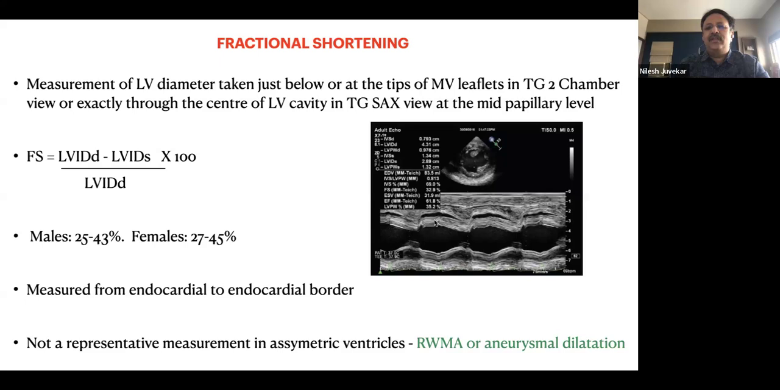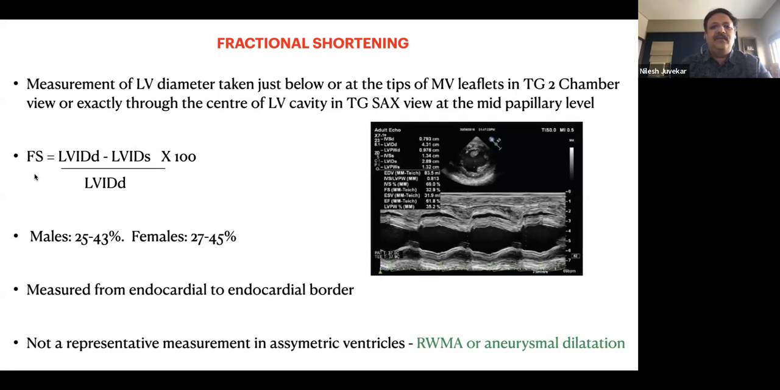It is important to note that this is the papillary muscle, so do not confuse this. Do not take the measurements from the papillary muscle. Be very careful to correlate the M mode tracing with your 2D tracing and accordingly take the diameters. When we substitute the LVIDD and LVIDS in this formula, we get the fractional shortening, which is around 25 to 45%.